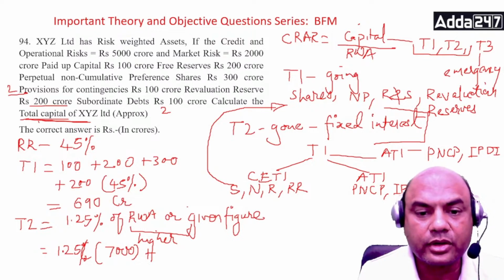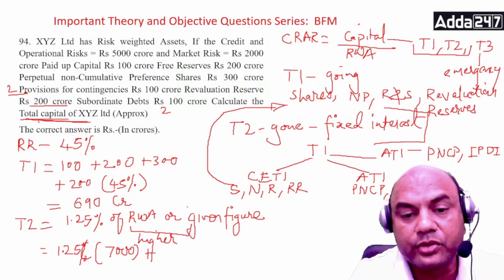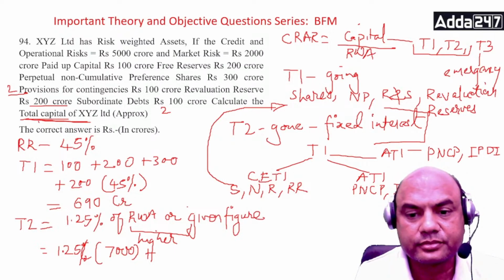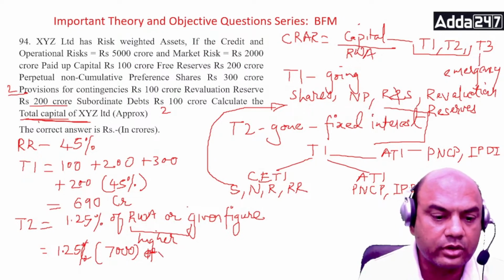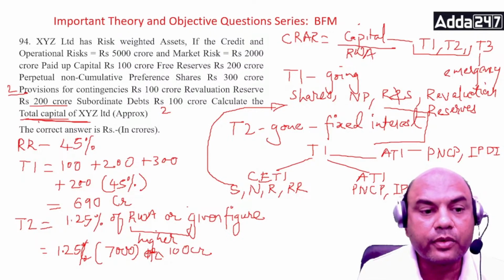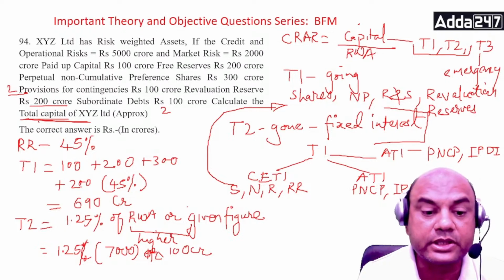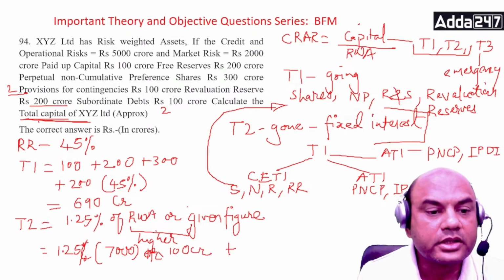Okay, provision for contingencies is given as 100 crores. So now what will you do in this provisions for contingencies? So we'll have to adjust between these two figures, right? 1.25% of 7000 or 100 CR, whichever is higher. Look at this, 100 CR is given in the question. Plus, which is the second one? Subordinate debt, that is 100 crores. So take it as it is.